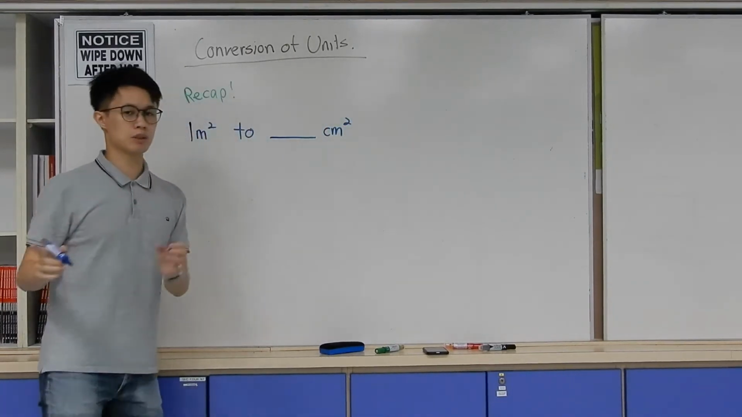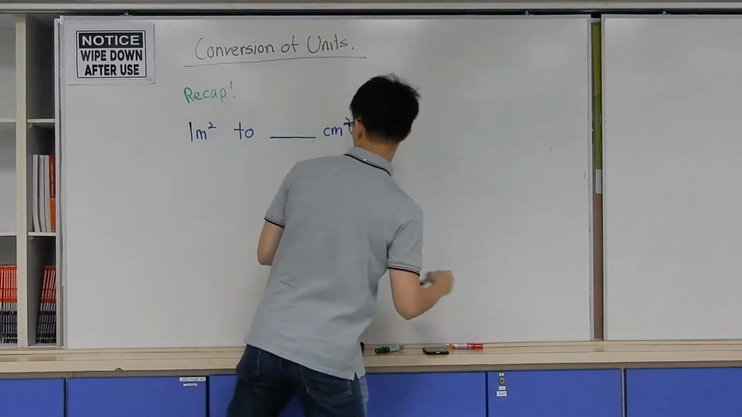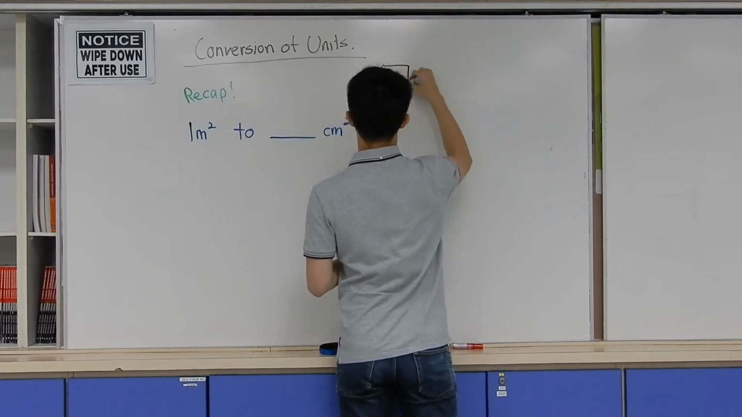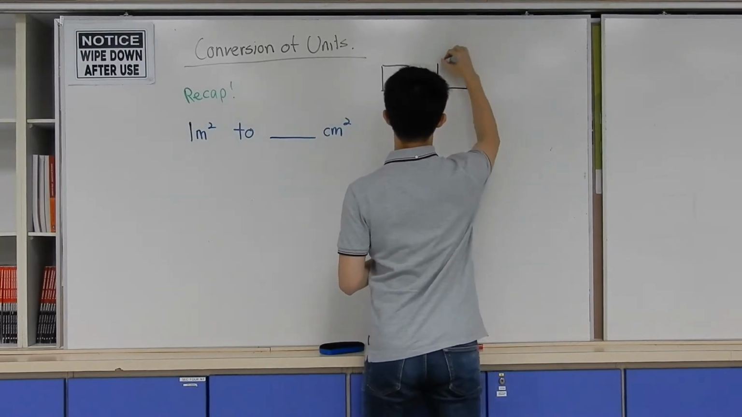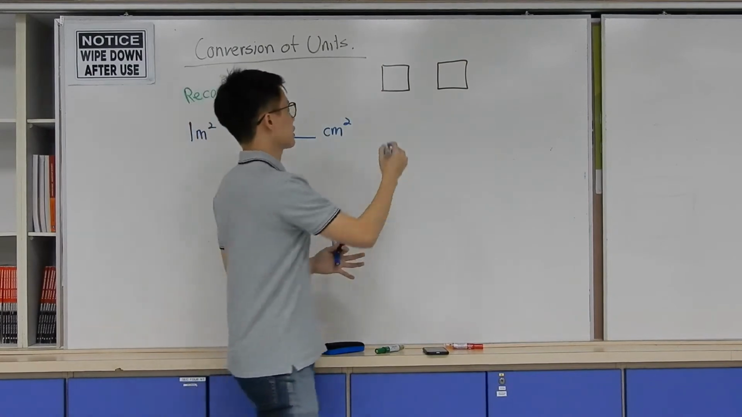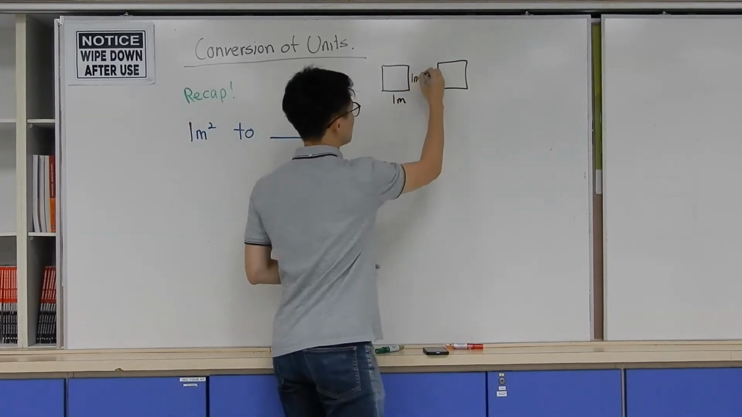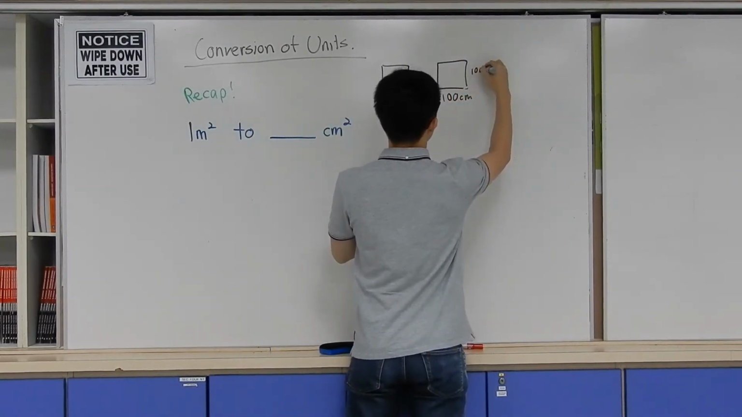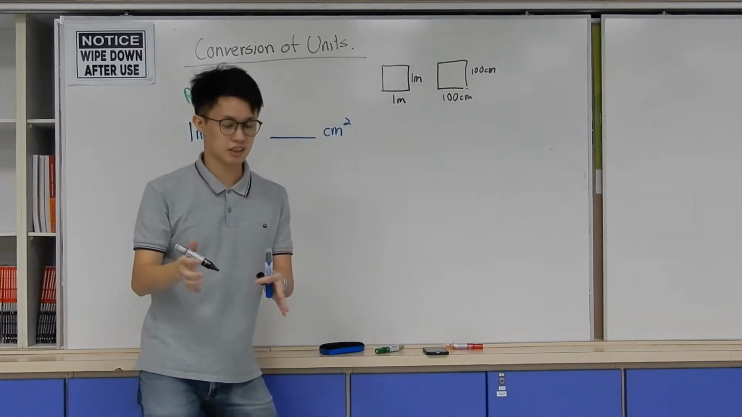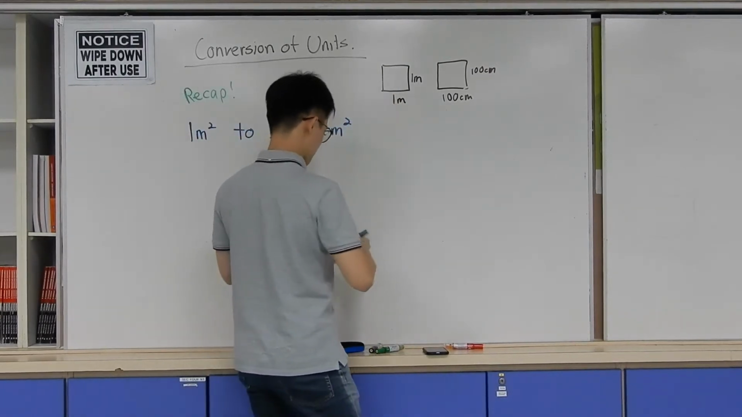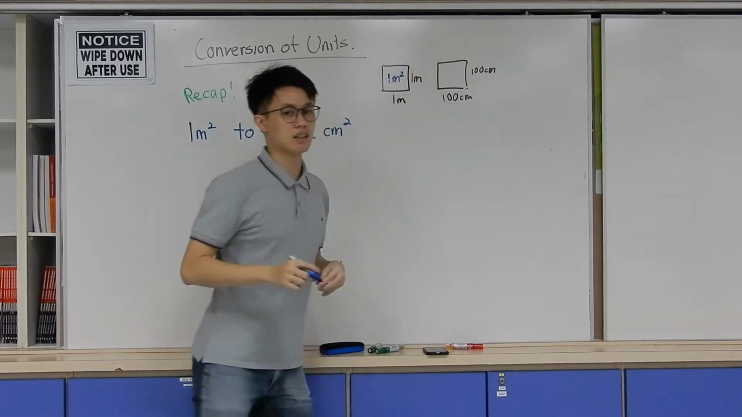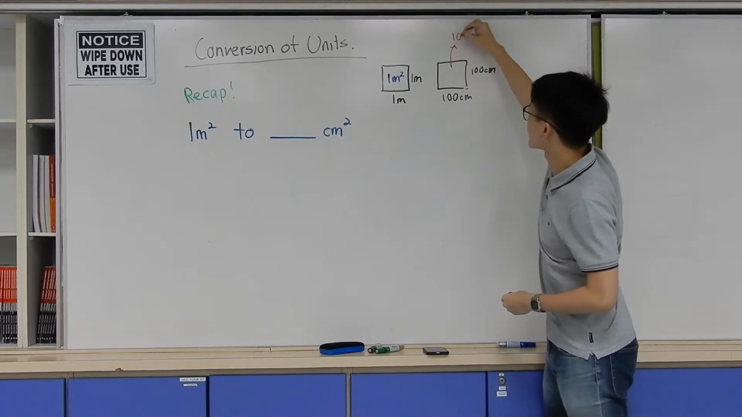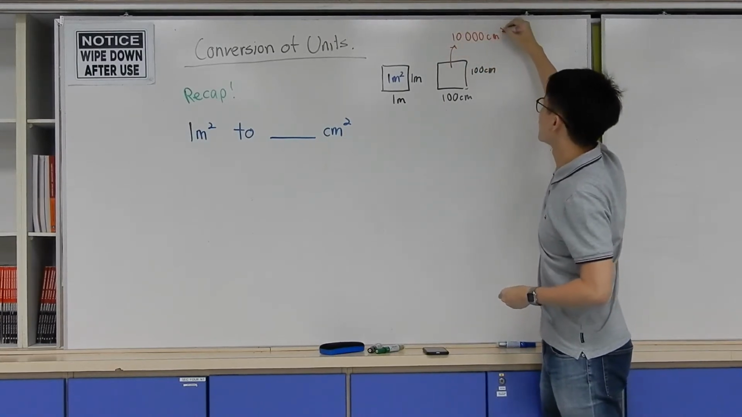Remember when we said that we had two squares. Let me just draw it here. They are of the same dimensions, just that one is in meter and one is in cm. If this is 1 meter and this is 1 meter, and we know that 1 meter is 100 cm, the area of a square in this case is 1 meter squared. Then the area here is just 10,000 cm squared.